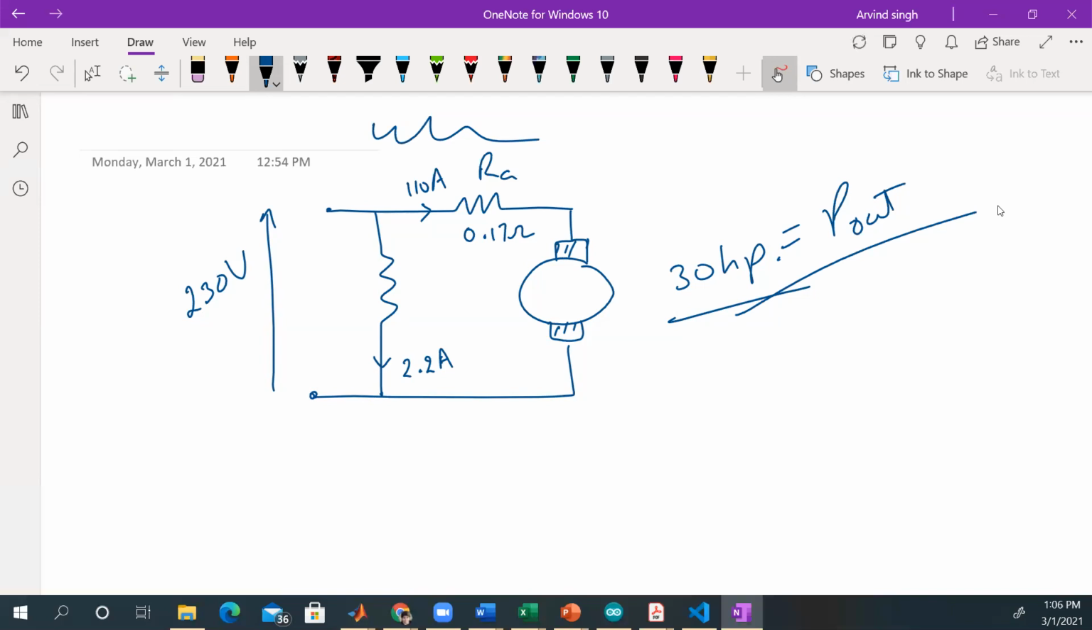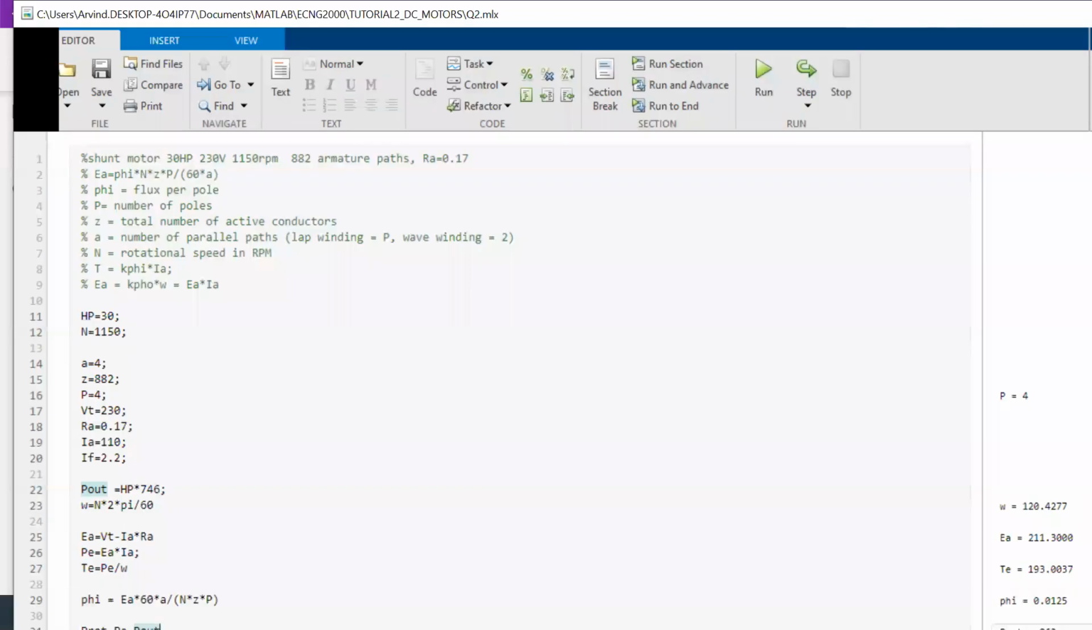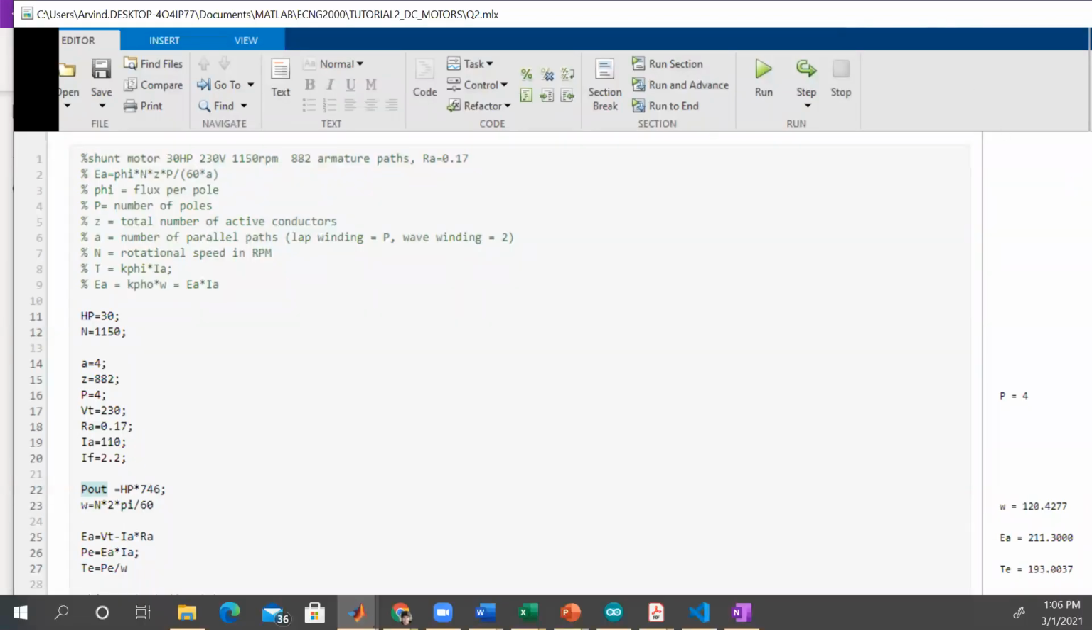Good. So we are given some other things here, like the armature conductors and so on. And typically what I do for DC motor questions is I just write down the few equations. There are a few equations that we have to know. So I usually just write them all down at the start, right? So this is my MATLAB script for this one.